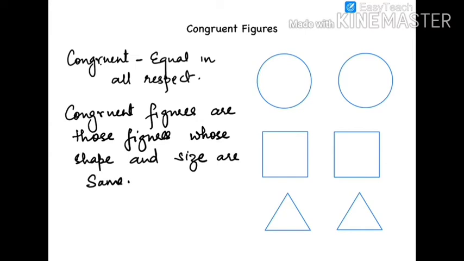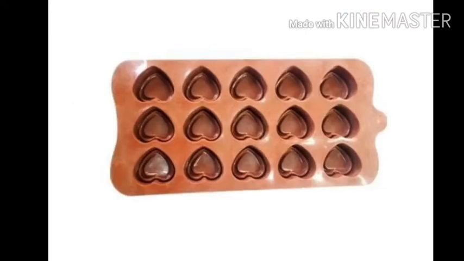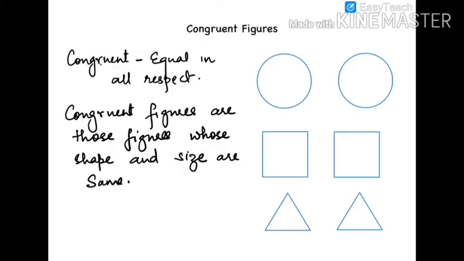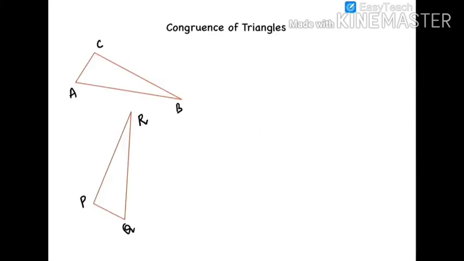So whenever identical objects have to be made, the concept of congruency is used in making them. Likewise, many examples can be cited. For example, you want to make chocolates which have identical shape and size. Then you will make identical molds for them. So whenever identical objects have to be made, the concept of congruency is used in making the molds.